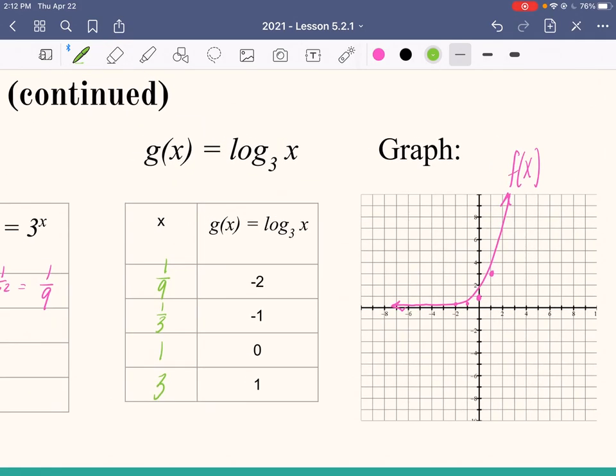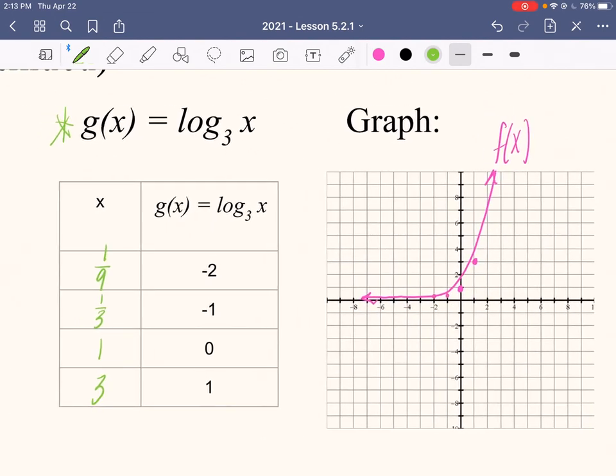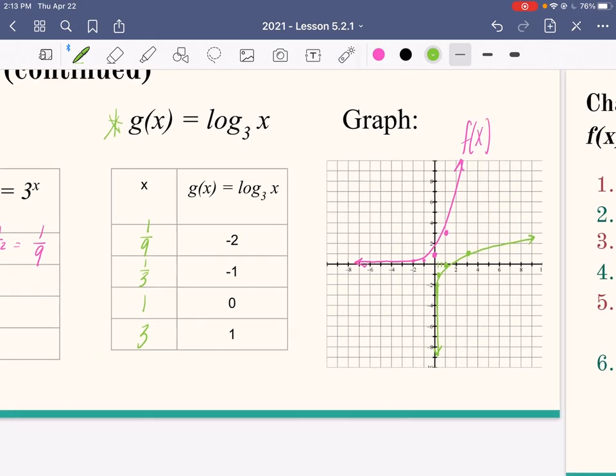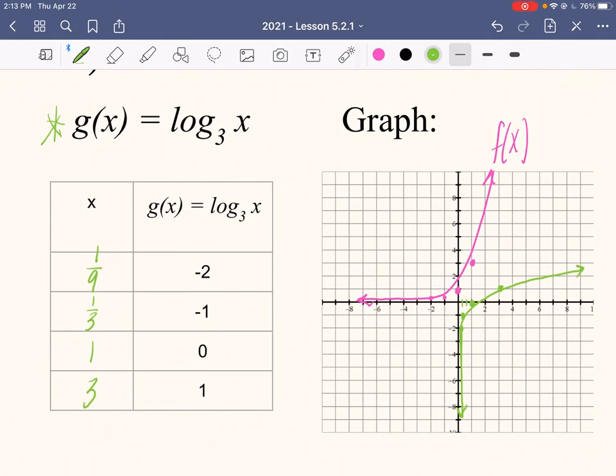Okay, so now let's graph g of x in this separate color. So 1/9 is just like a teeny tiny bit away from 0. So 1/9 comma -2. 1/3 is a little bit closer, or further, from 0. So 1/3 comma -1, 1 comma 0, 3 comma 1. Now, obviously, we can graph a couple more points. I'd say the sweet spot for exponentials is really to graph at least 3 or 4 points, okay? And I'm going to label this g of x.